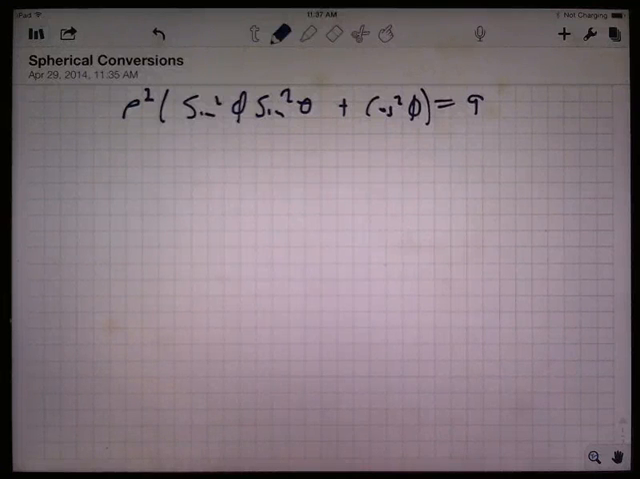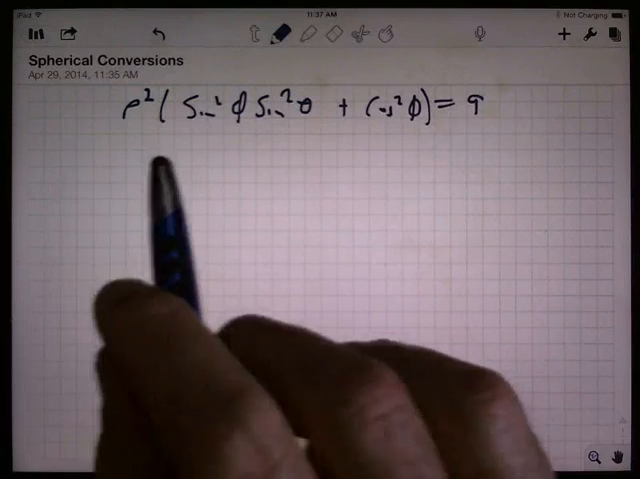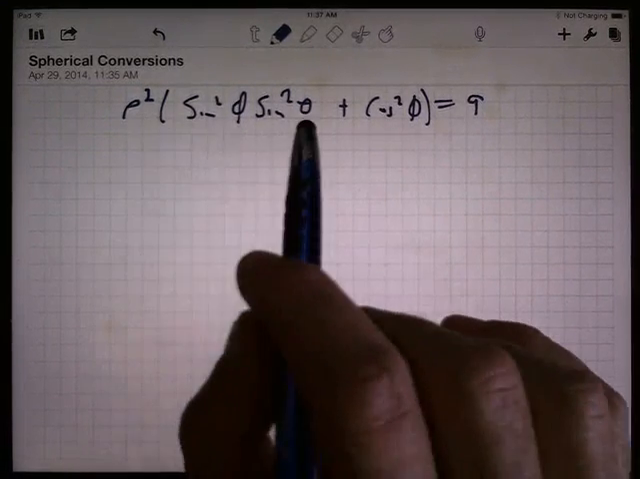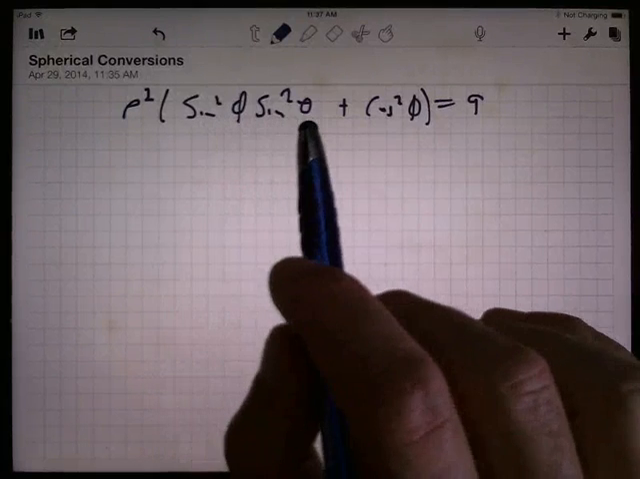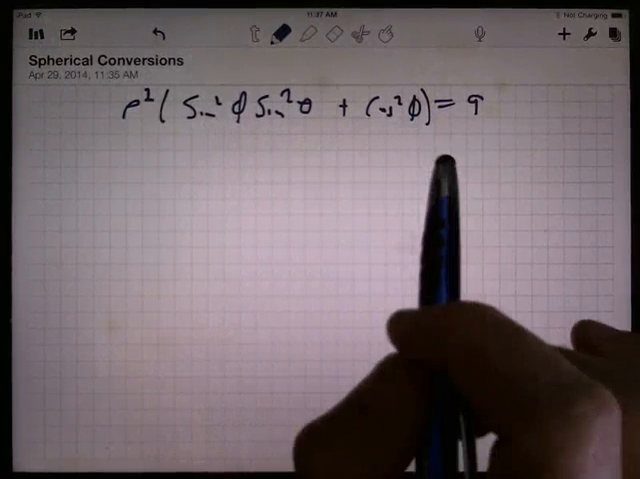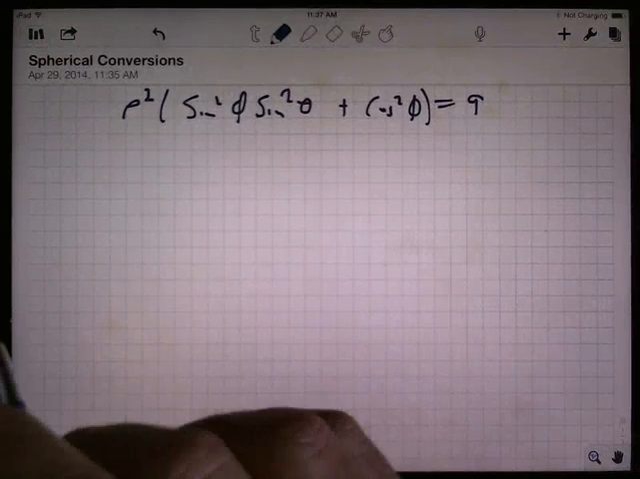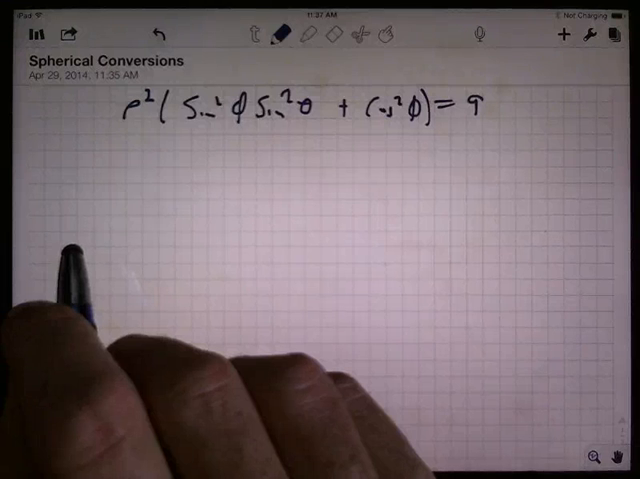I want to do a couple of conversions from equations in spherical coordinates to x's, y's, and z's, and vice versa. So I'm just grabbing a couple of the even-numbered problems out of the textbook here. Here's one where you've got this equation in spherical coordinates, rho squared times the quantity sine squared phi sine squared theta plus cosine squared phi is equal to 9, and we want to convert that to x's, y's, and z's.